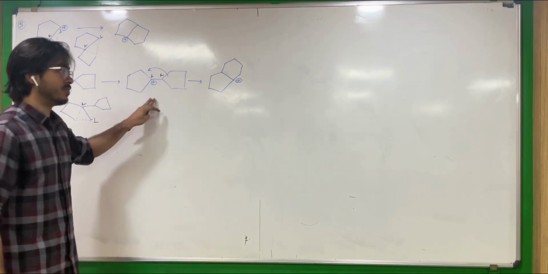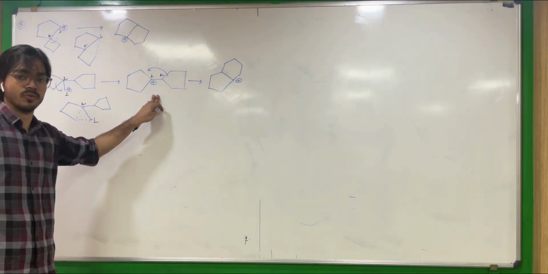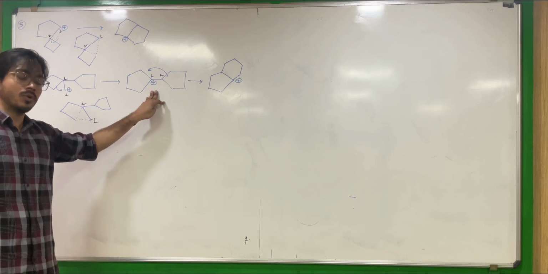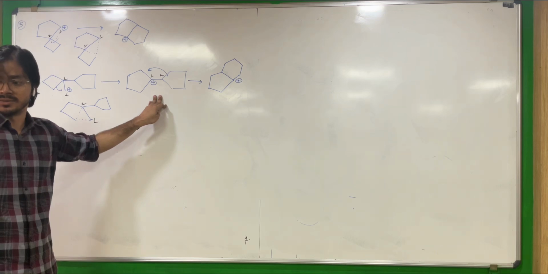There are three 1,2 shifts taking place in this case. So whenever there is a possibility of ring expansion, we have to do the ring expansion to decrease the angular strain in the compound. So this is the final product we will get in this case.